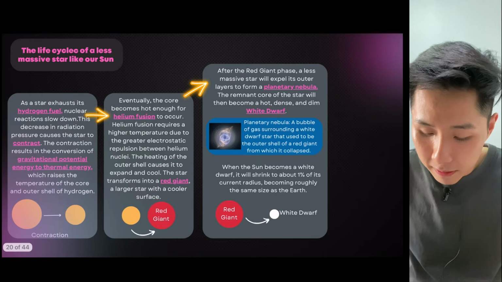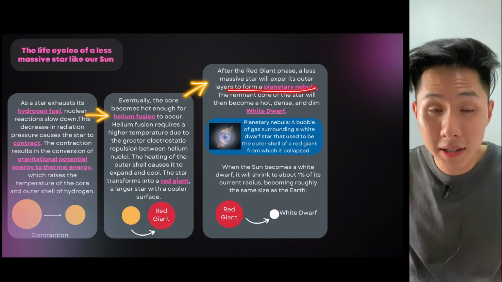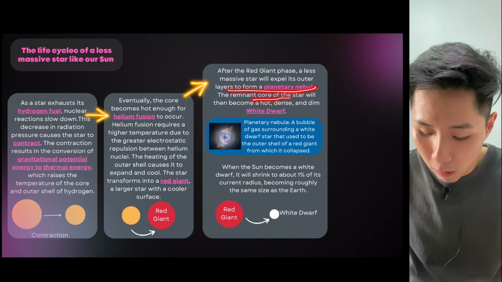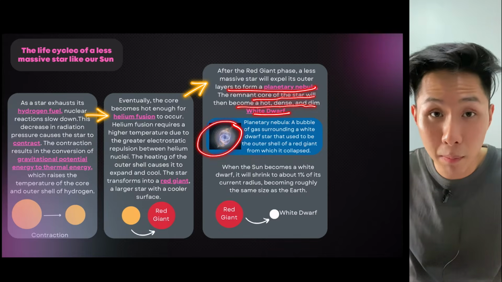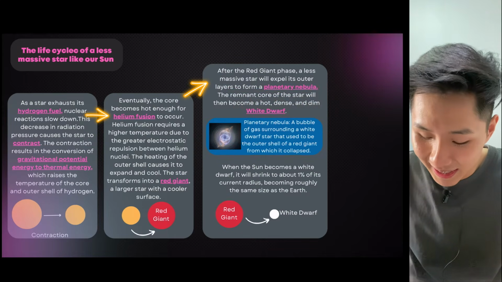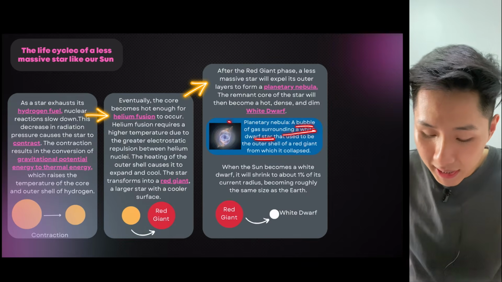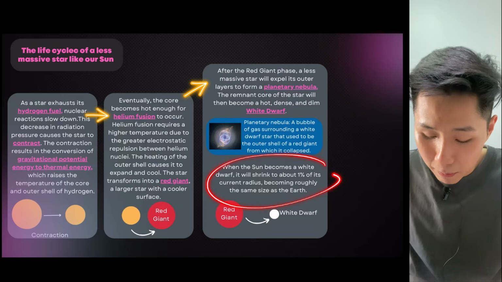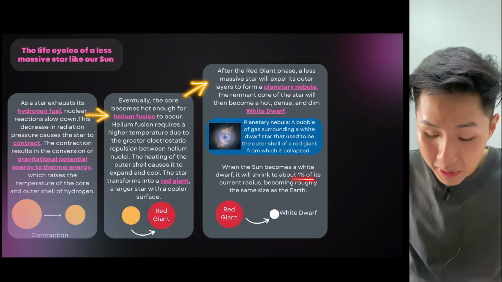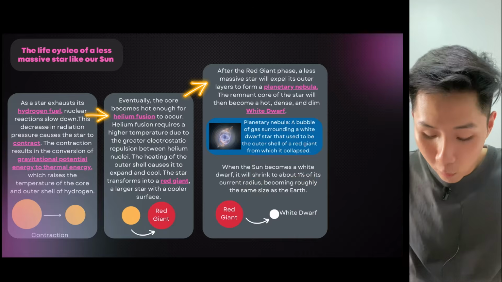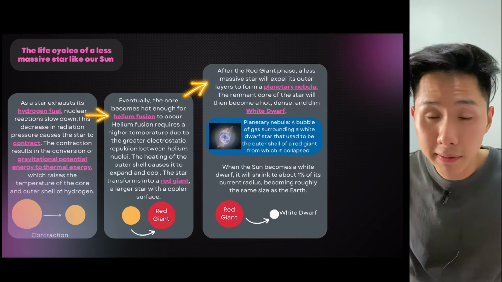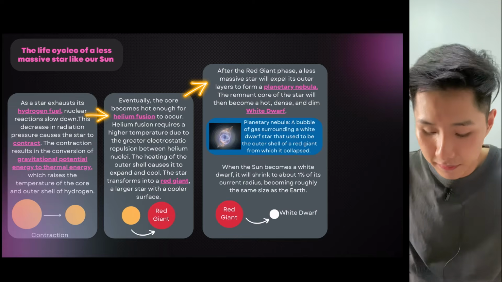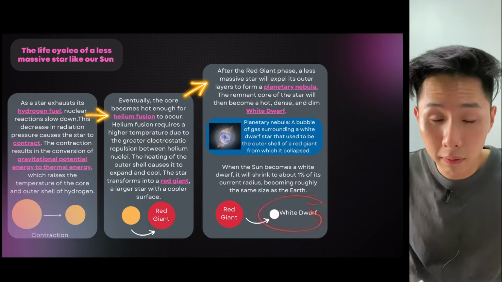After the red giant phase, a less massive star will expel its outer layer to form a planetary nebula. The remnant core of the star will become a hot, dense white dwarf. The definition of a planetary nebula is a bubble of gas surrounding a white dwarf star. That's what happens after the red giant phase. And when the sun becomes a white dwarf, it will shrink to 1% of its current radius. So one day, as the sun undergoes this phase, it could be smaller than the Earth. And that's when it becomes a white dwarf.